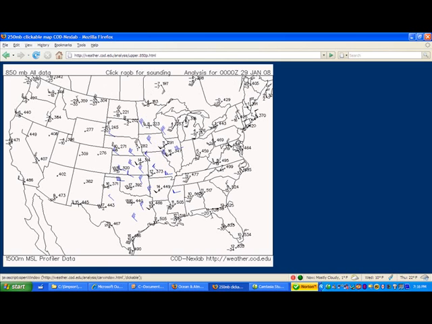So this is actually old data here. 0Z on the 29th, let's see, that would have been midnight. Actually, I'm sorry, that would not have been midnight. That would have been 0Z. I'm having to think about this a second.